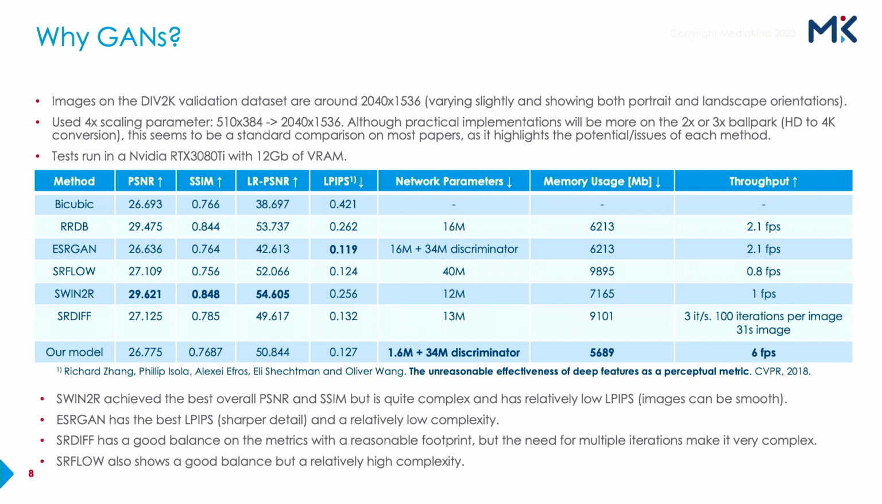I'll also give an idea of the number of parameters in the network, so you can compare the ballpark complexity of each one. And also, for the GAN methods, because it's an adversarial method where you have two networks, the second term is the number of parameters in the discriminator, which is only used for training purposes, so it becomes irrelevant when you're actually running it to do your upscale.